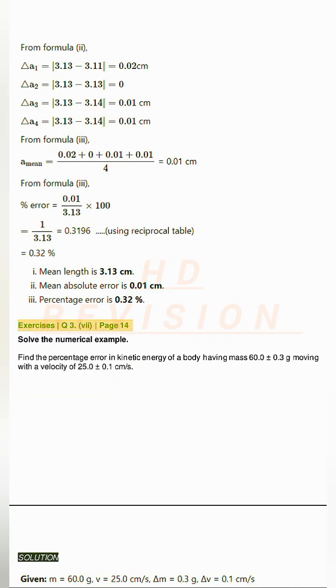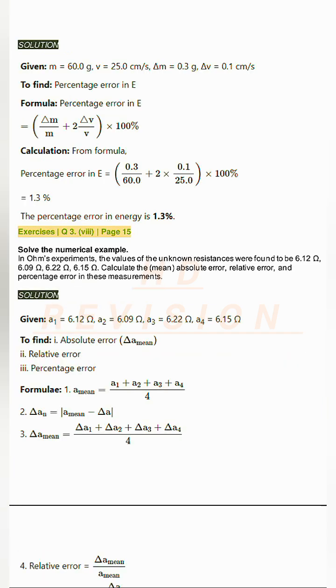Solution. Exercises Q3. B. Page 14. Solve the numerical example. Find the percentage error in kinetic energy of a body having mass 60.0 plus or minus 0.3 grams moving with a velocity of 25.0 plus or minus 0.1 centimeters per second. Solution. Exercises Q3. B. Page 15.